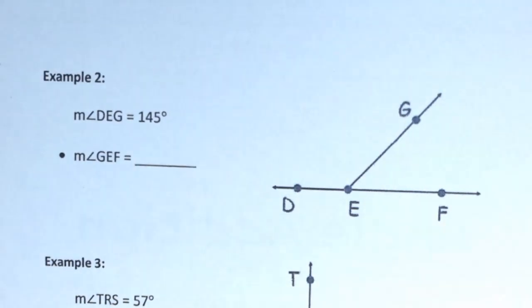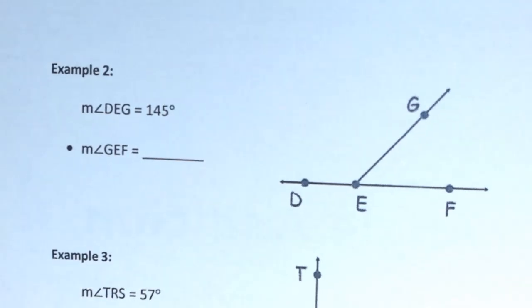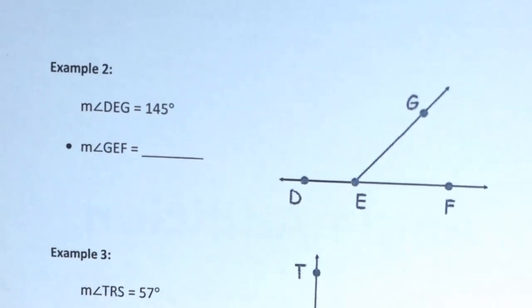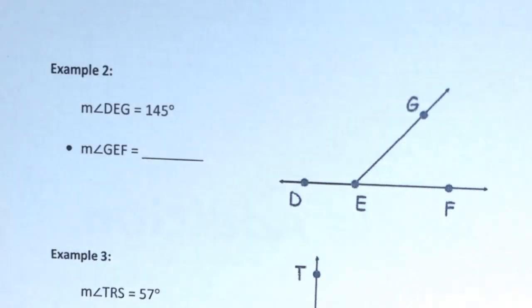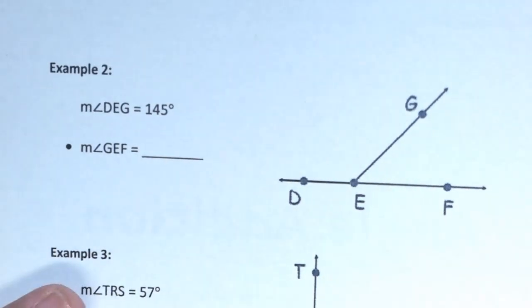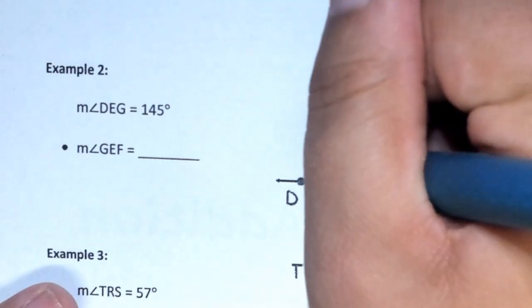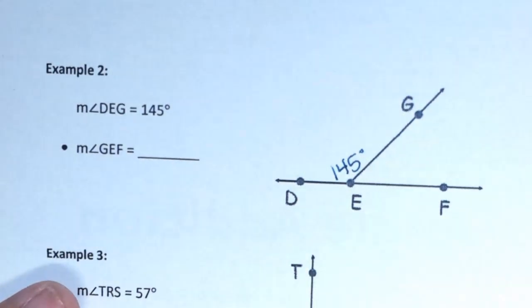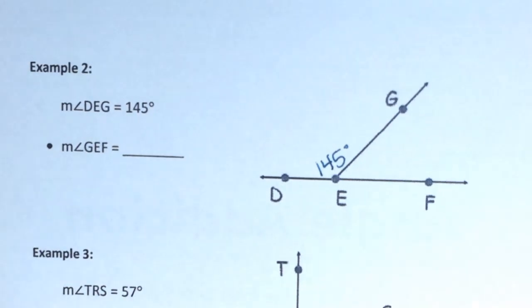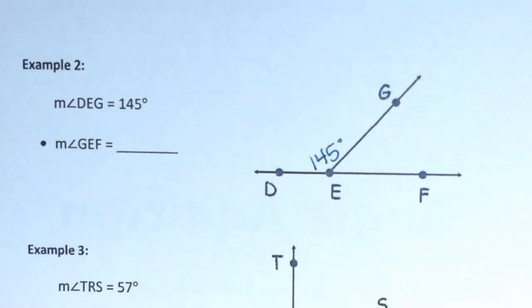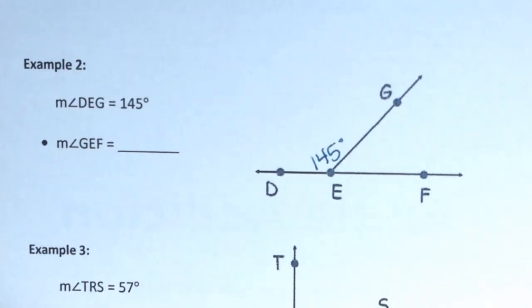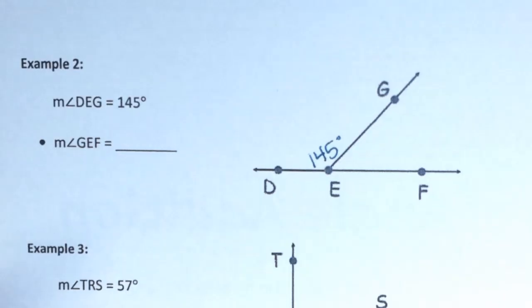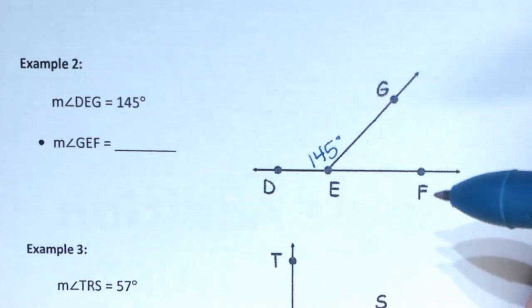What about number 2? Raise your hand if you think you can explain to the entire class how to do number 2. Okay, what do you think, Marcelo? DEG is 145. And GEF is, wait, how do I figure it out? You have to add them together. What do I know? We know that DEG is 145.